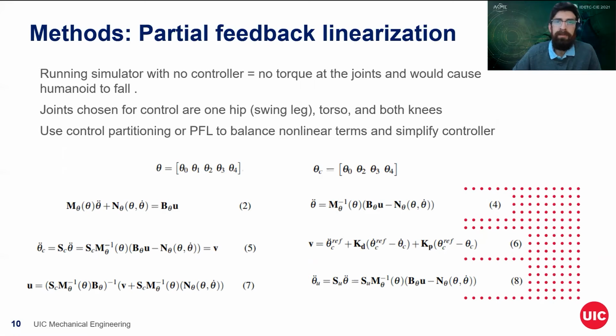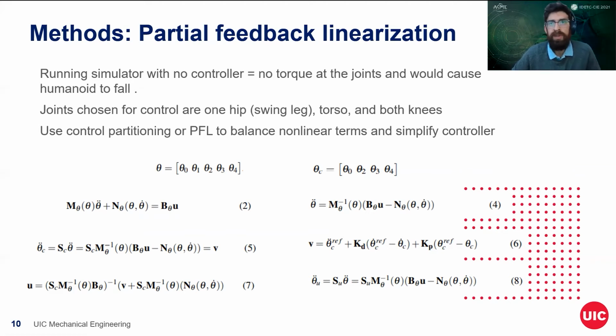Now, partial feedback linearization. So we had the simulator, and we moved on to implement the controller. The states we chose to control are the swing leg, hip, torso orientation, and both knees. We use control partitioning or feedback linearization to perfectly balance the nonlinear terms. And after achieving partial feedback linearization, we implemented a PD controller whose goal was to track the reference acceleration, velocity, and position of the actuated joints.